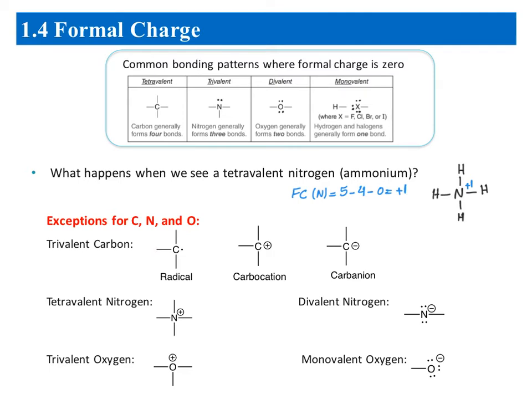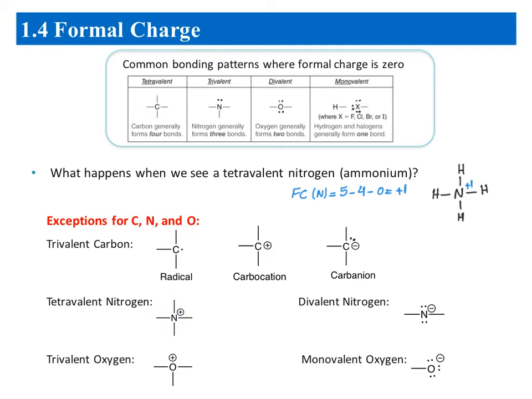And the carbon can be negatively charged. The trivalent carbon, negatively charged, we call that carbanion, and it has 2, 4, 6, and also a lone pair of electrons on it, so it is octet. All right. We already talked about tetravalent nitrogen. So tetravalent nitrogen is positively charged.